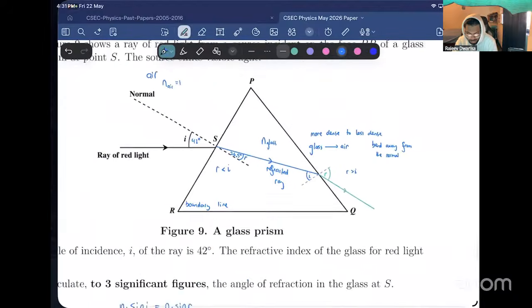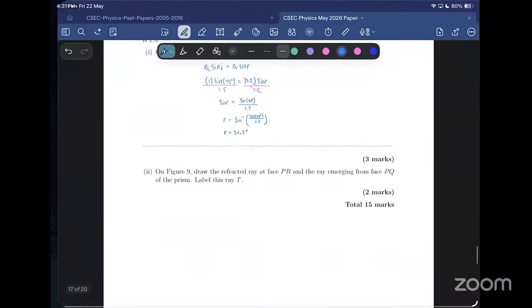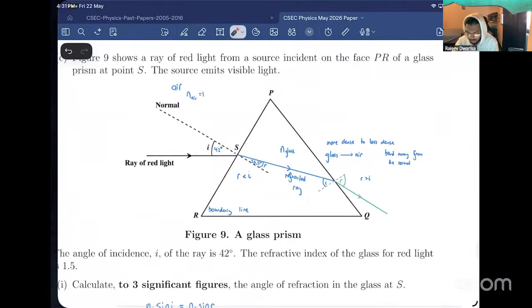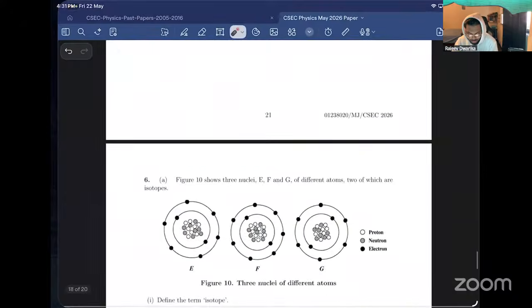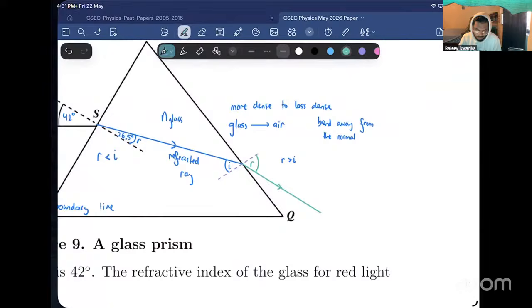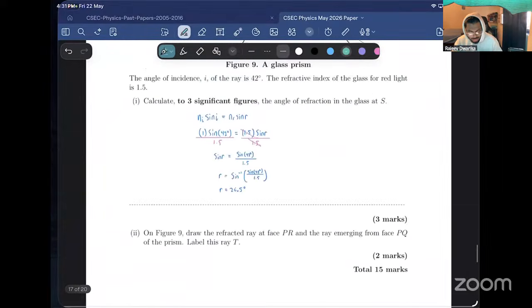Nikolai, you get through this? Yes, sir. How many marks was this again? 2 marks. So 1 mark for this, 1 mark for this. And we're supposed to label this what? T. They wanted us to label this ray T.